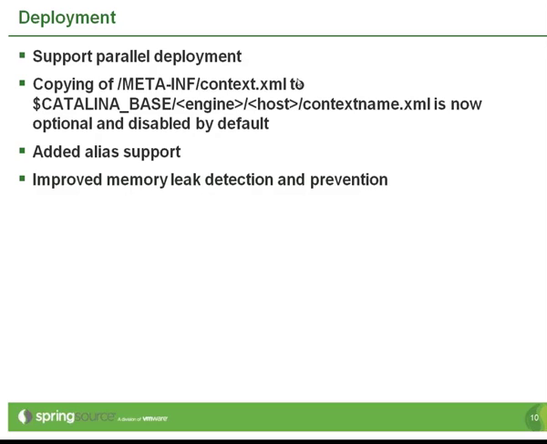The memory leak detection and prevention that's already in Tomcat 6, we've added some improvements for Tomcat 7, just trying to do a better, safer job of cleaning things up like thread locals. They're actually pretty difficult things for Tomcat to clean up. It's much better if the web application cleans them up itself, but if it doesn't, then Tomcat 7 is a little bit better at cleaning those up and cleaning them up safely.